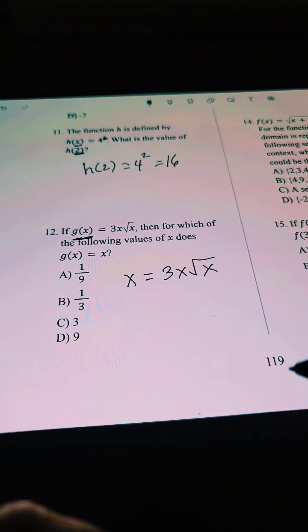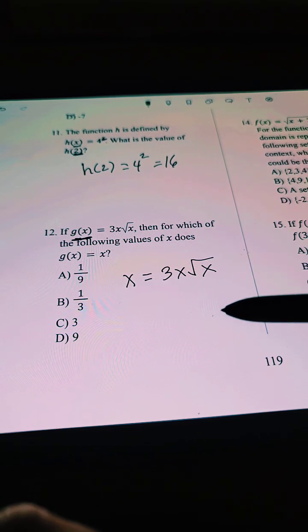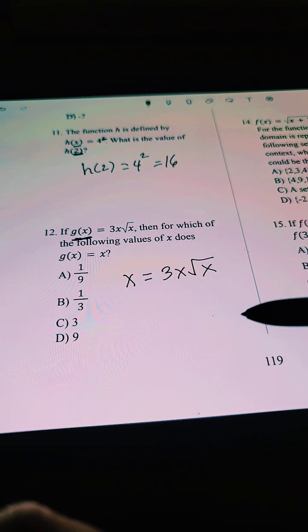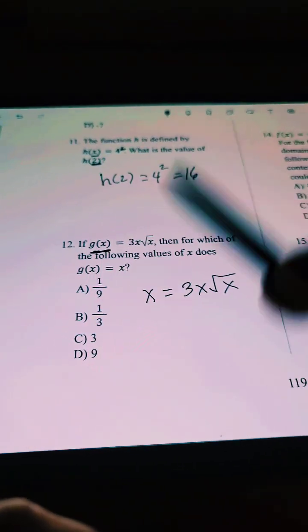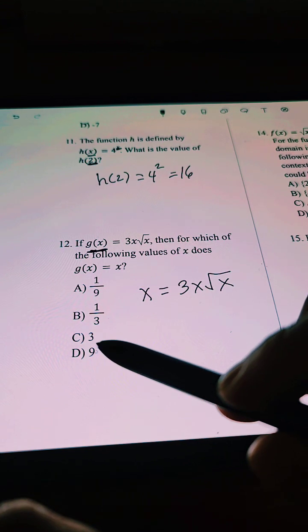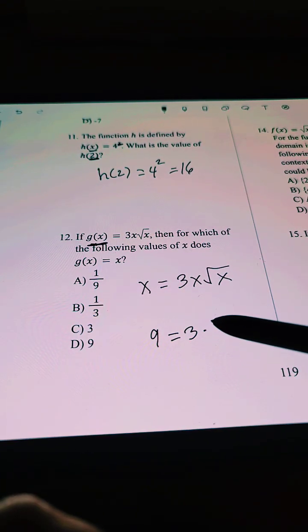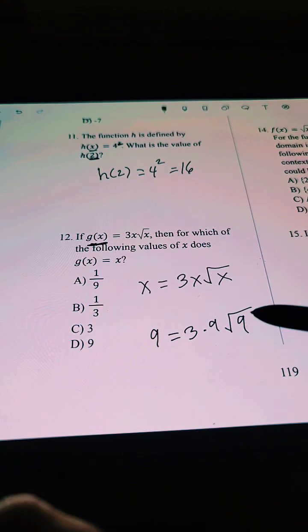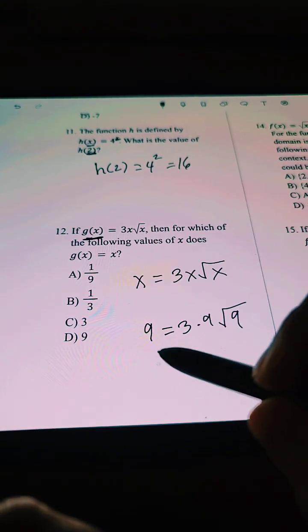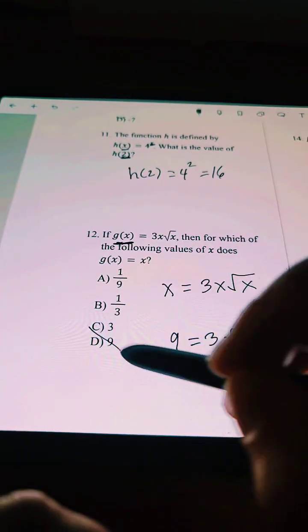And actually, that would probably be the fastest way for most students, I would say. Yeah, probably. At least for me, I feel like I could do that pretty fast. So I would start with the whole numbers if you do that. I would go, 9 is equal to 3 times root 9. And then obviously you could do this in your head too. So 9 is equal to 27 times root 3, definitely not. So it can't be that one.